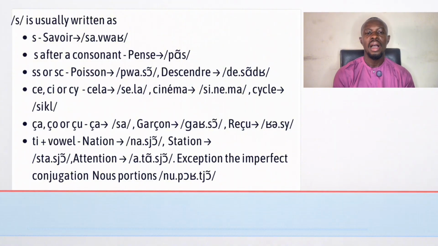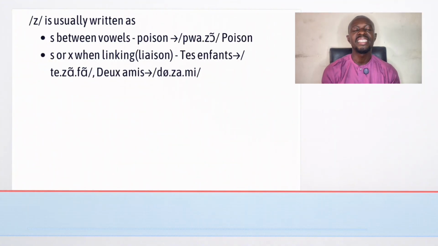But there is an exception for this. Anywhere you see the imperfect conjugation, we say nous portions. So it's not portion with an S sound. Fais attention. All right. So let's continue. So now, this is similar to the S, but now this one is pronounced differently. It gives us the Z sound.